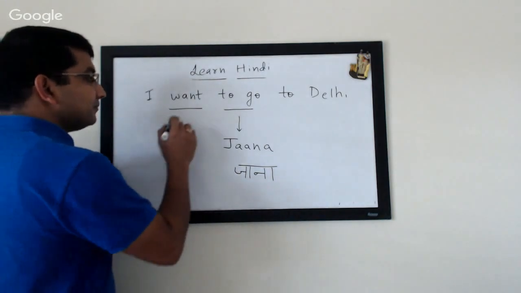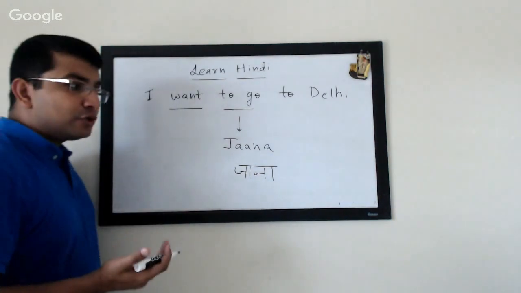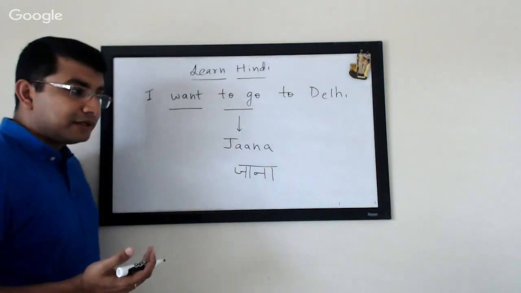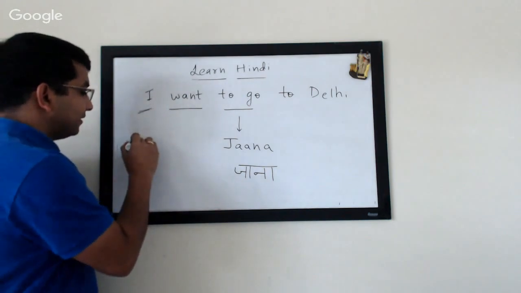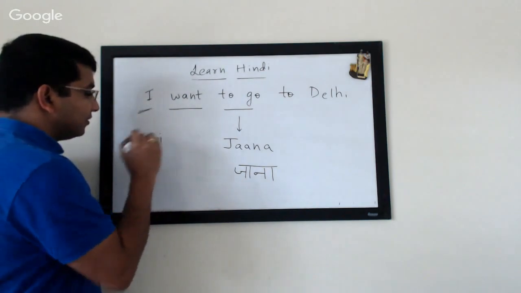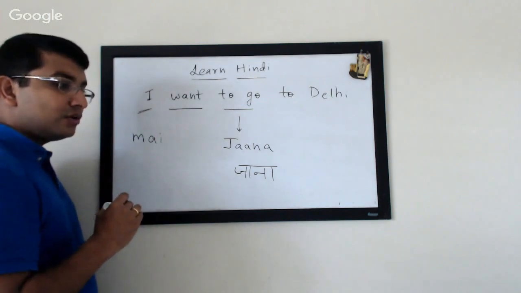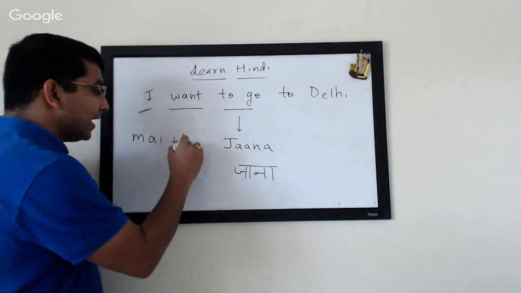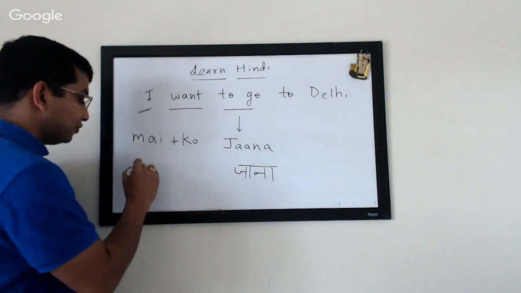Now, I want to go to Delhi, right? You will be using a postposition here. I is मैं, right? But you will be using a postposition along with मैं, and that will be को. मैं plus को, which is Mujhko. मुझको. Very good.